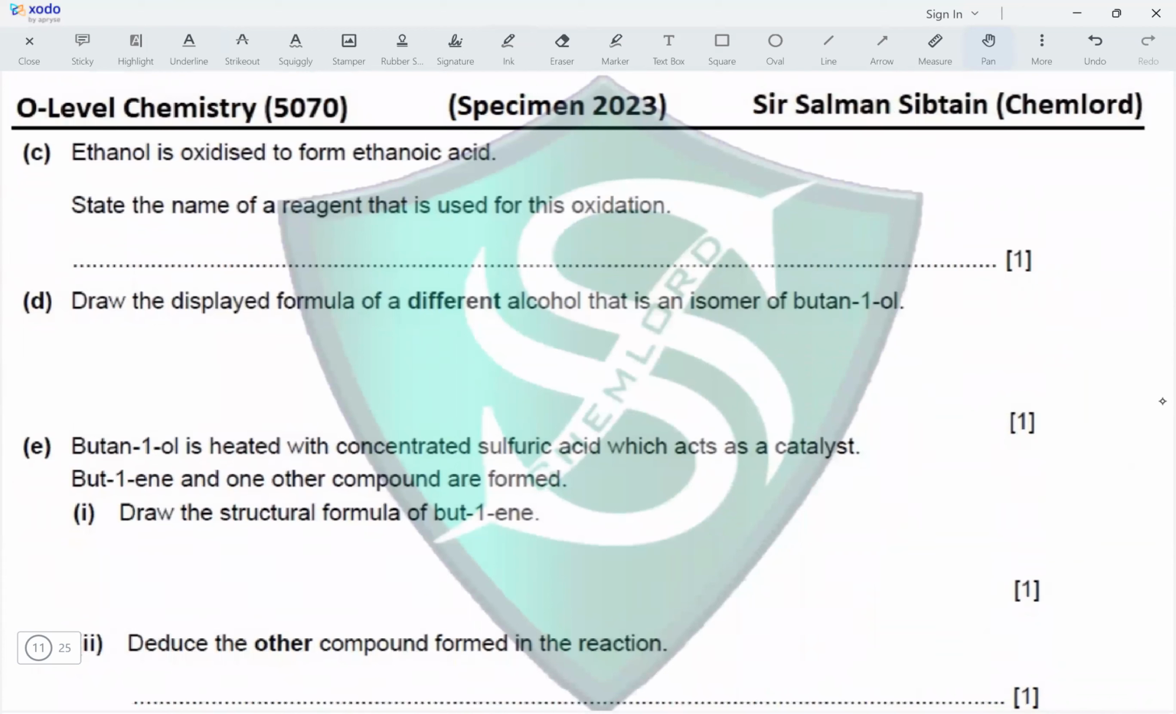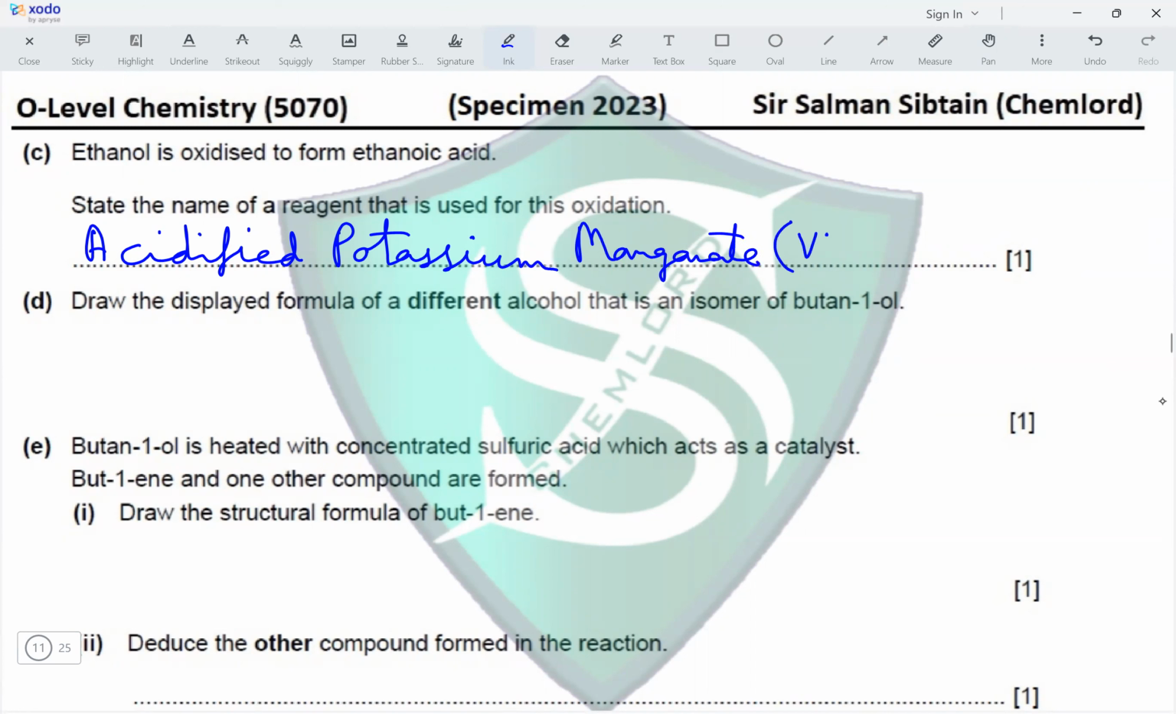Next, ethanol is oxidized to form ethanoic acid. State the name of a reagent that is used for this oxidation. So, oxidation of alcohol to produce carboxylic acid. We need acidified potassium manganate 7. And the formula for potassium manganate 7 is KMnO4.